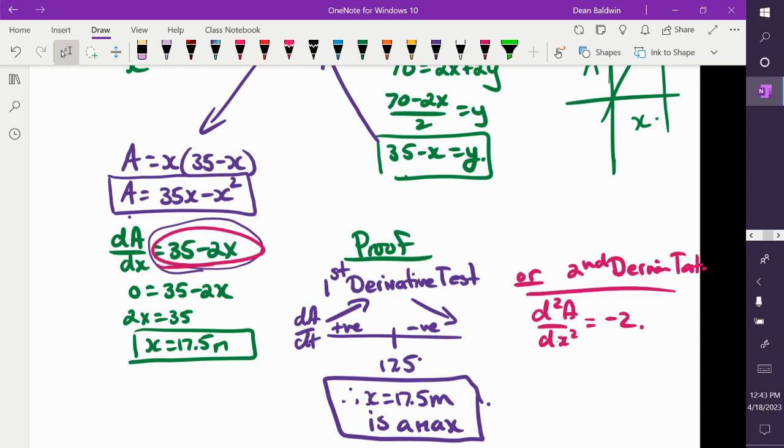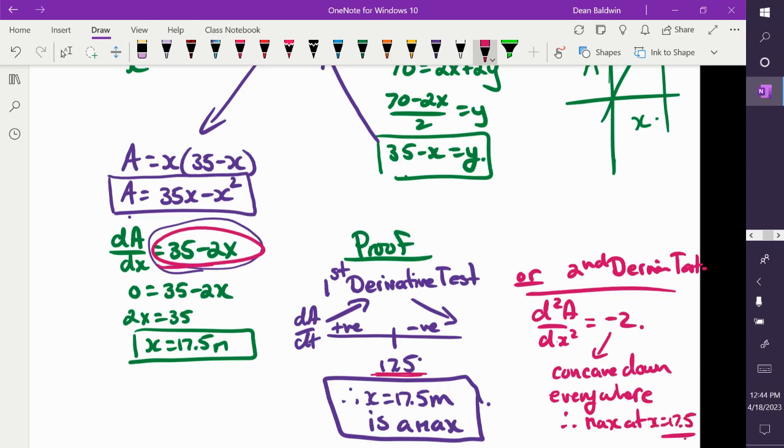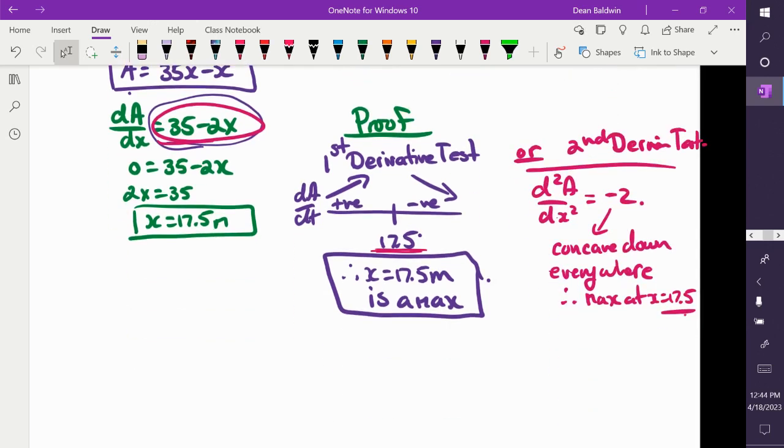What does that tell you? That it's concave down, right? And so at your critical point, if you're concave down, you must be a maximum, right? Therefore, it's a max at x equals 17.5.